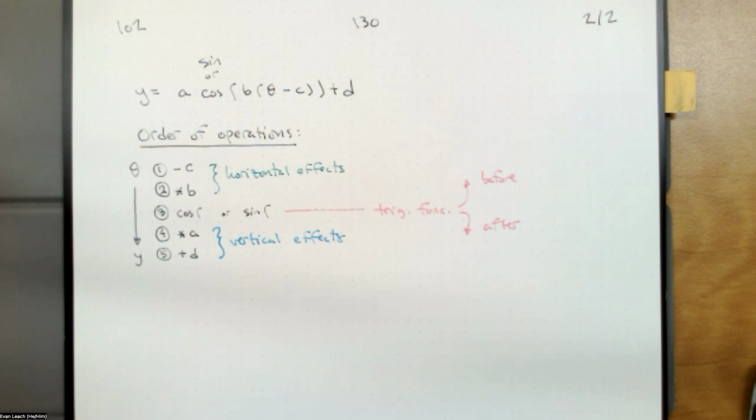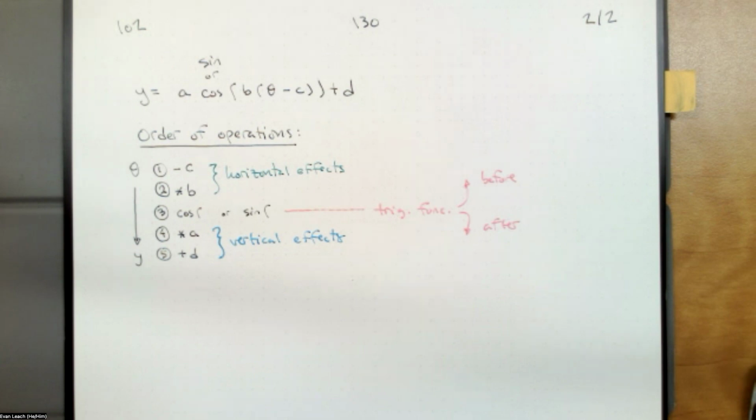But this is what we wanted to think about today. It's an order of operations as it applies to trig functions. Now, the only operations that we did here were addition and subtraction and multiplication and division. We could do other operations, like a square. What would happen if I squared the theta before I threw it in the trig function? What would happen if I squared after the trig function happened?